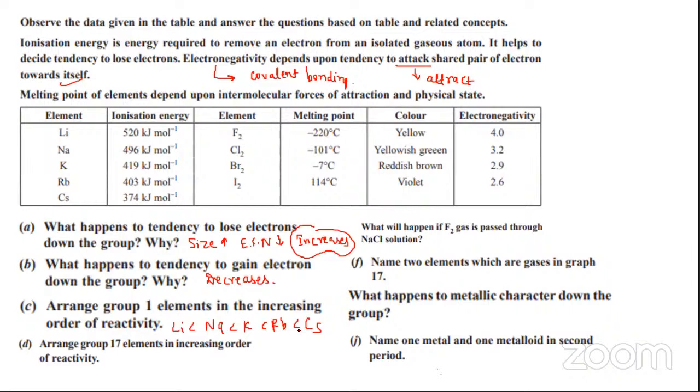Arrange group 17 elements in the increasing order of reactivity. They are non-metals, so non-metals would like to accept electrons. And when you go from top to bottom, the tendency to accept electrons decreases. So this should be your order, fluorine being the most. I wrote the decreasing one. You should be writing like this: increasing, iodine, bromine, chlorine, and fluorine. Right. Next one, quickly.